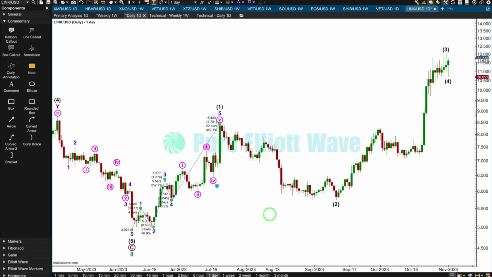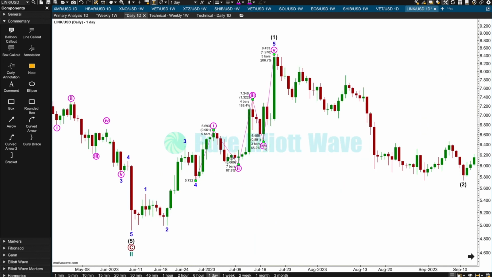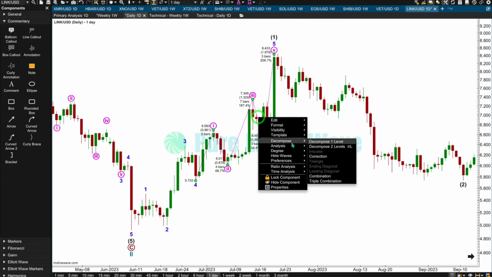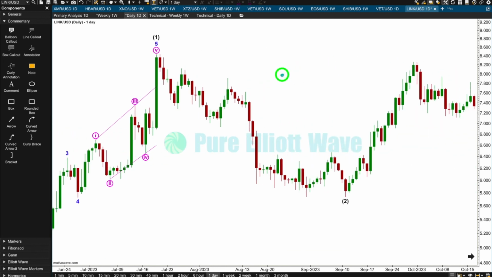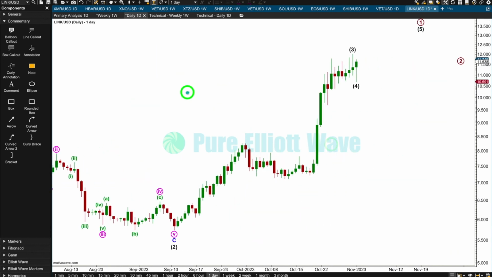Let's try that first. Checking the wavelengths, 3 is longer than 1, 5 is longer than 3, and 4 is longer than 2. But 2 actually needs to be over here. Yeah, 4 is still longer than 2. The trend lines must diverge. Yeah, they do, just. Okay, so that's actually okay. So let's just put that single zigzag back in here. Now there's nice alternation between 2, a sharp zigzag, and 4, an expanded flat.